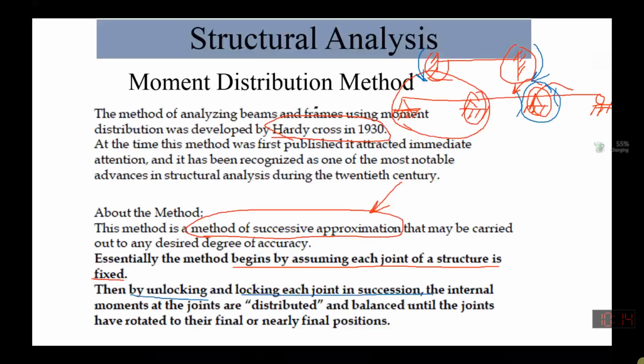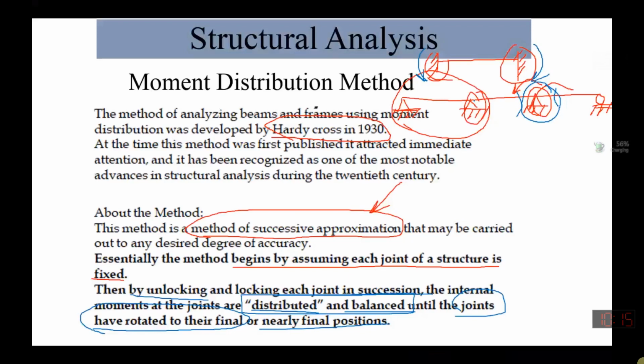This is important, that we distribute and then balance until we find out how much a joint can rotate to its final or nearly final position. So this is a simple way of explaining it. But once we solve an example, it will be more clear how this method works. Initially we consider that our joints are fixed, then we release the moment, or we distribute the moment from the joint to the spans. So this is how it goes on.